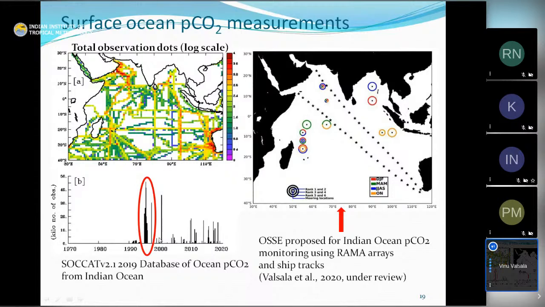Especially the largest observation happened during 1995, during the JGOFS era. Even now we are still referring to those papers, we don't have any update of that. After that, bits and pieces of cruises happened in the Indian Ocean measuring pCO2. So recently what we are proposing is that we have to install certain pCO2 sensors in the Indian Ocean. This work is actually under review. We have done an OSE experiment to find out which mooring location and which ship track we can depend on to sample the Indian Ocean pCO2. But whatever observation I talk about has been compiled from very coarse resolution data, using neural network and self-organizing map mechanisms.